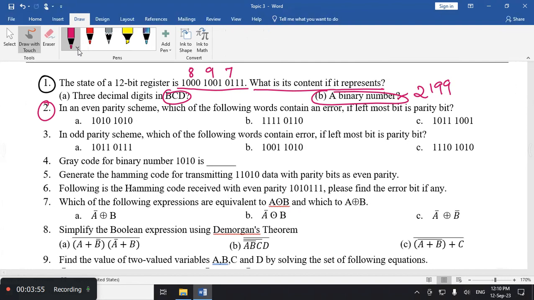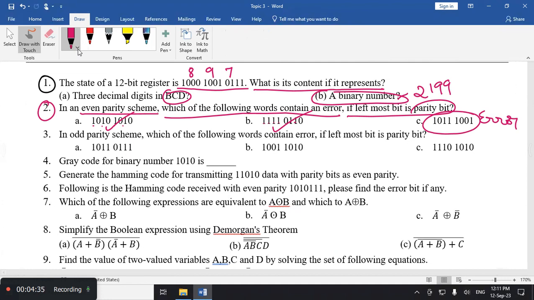in an even parity scheme, which of the following words contain an error if the leftmost bit is the parity bit? Come on, tell me. Even parity, right? 1, 2, 3, 4. This is all right. Now this one, 1, 2, 3, 4, 5, 6, all right. But this one, 1, 2, 3, 4, 5. So this is in error. Okay, it's all simple questions.